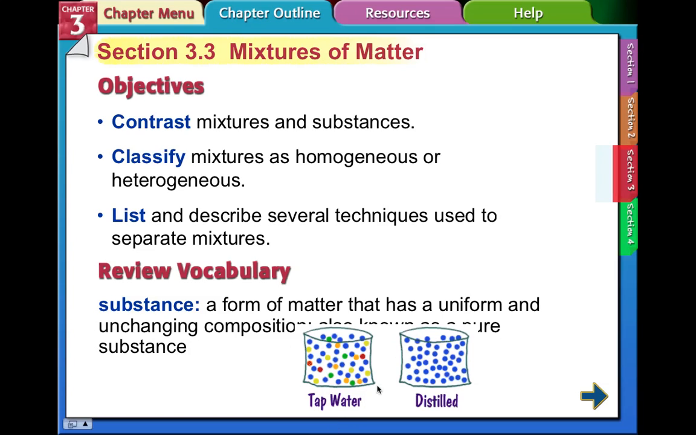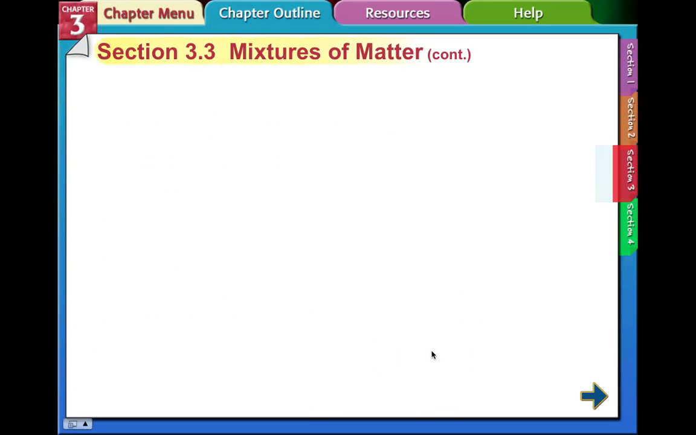So if you look at these pictures down here, we have tap water and we have distilled water. A substance, a pure substance, has a uniform, unchanging composition. You can see that tap water has more than one colored dot in it. That means that it contains more than one item. So it has salts and it has minerals in it. Distilled water doesn't have any of that. Distilled water would be considered a pure substance.